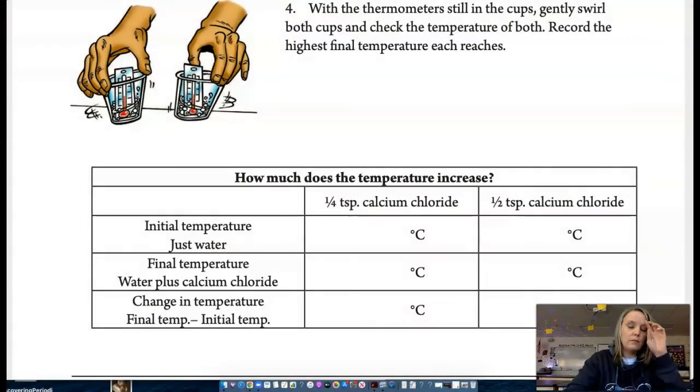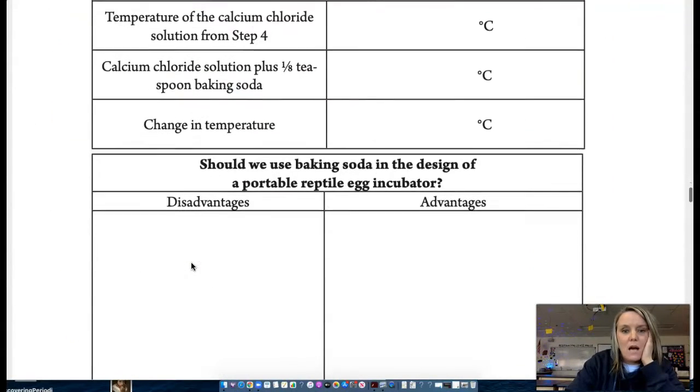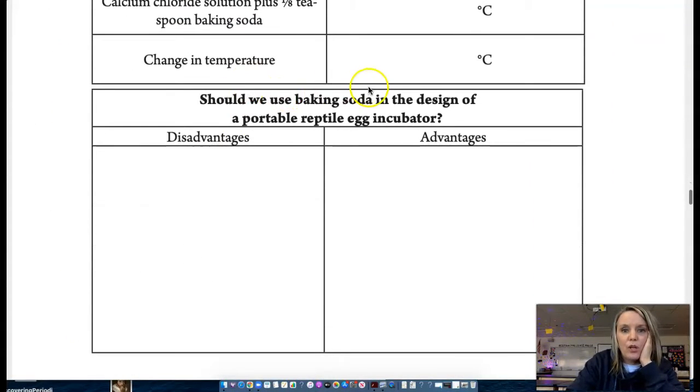Okay, let me go back to the lab sheet. So I bring that up because on the bottom here it says, should we use baking soda in the design of a portable reptile egg incubator? Well, some advantages would be what? Baking soda is pretty cheap, right? So that would be an advantage. A disadvantage might be it might make it too cold. We have a specific temperature that we want to target. Okay, so that could be a disadvantage.